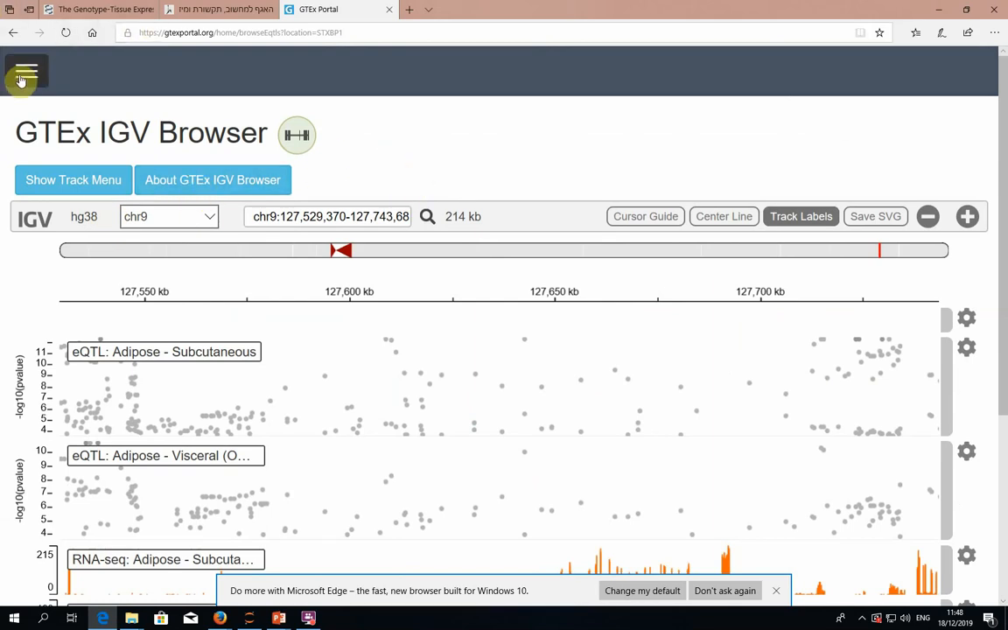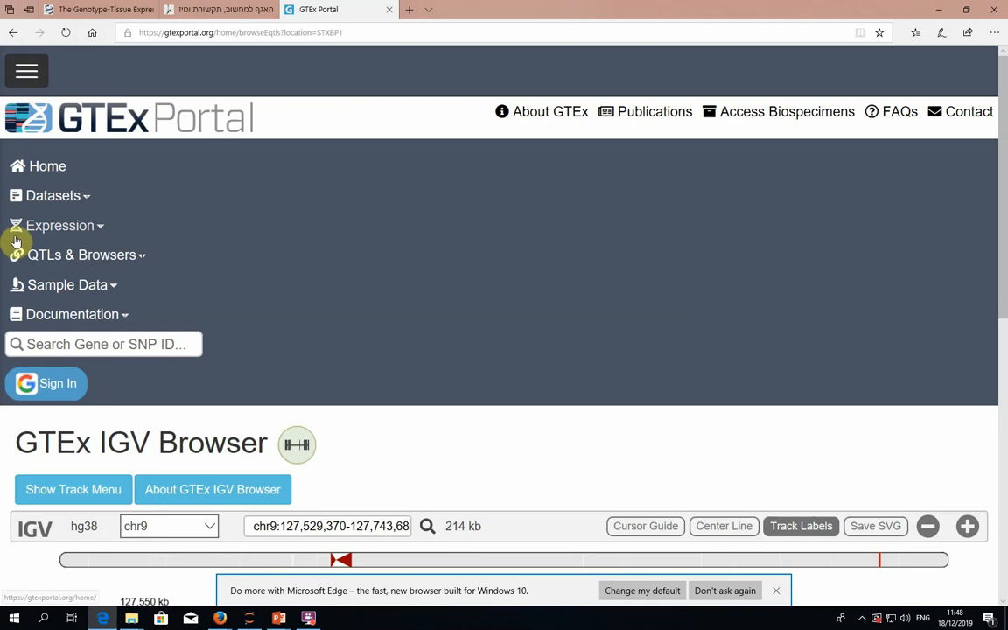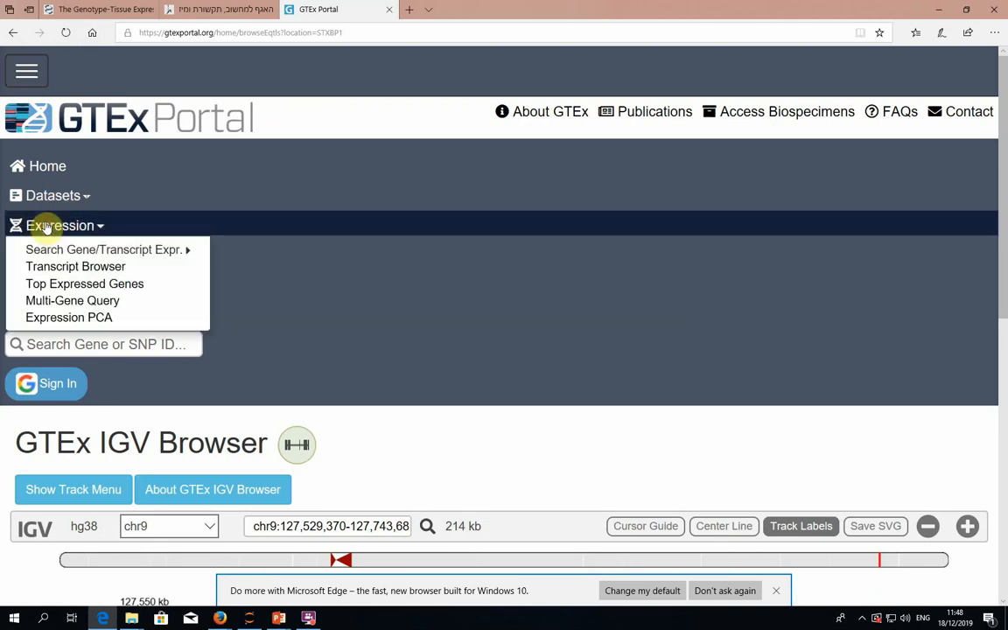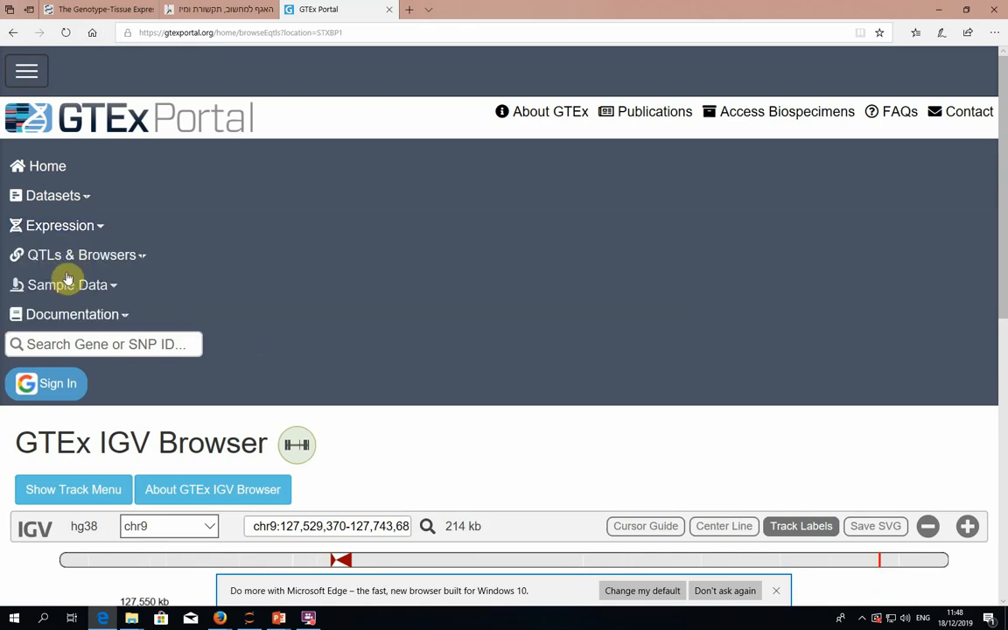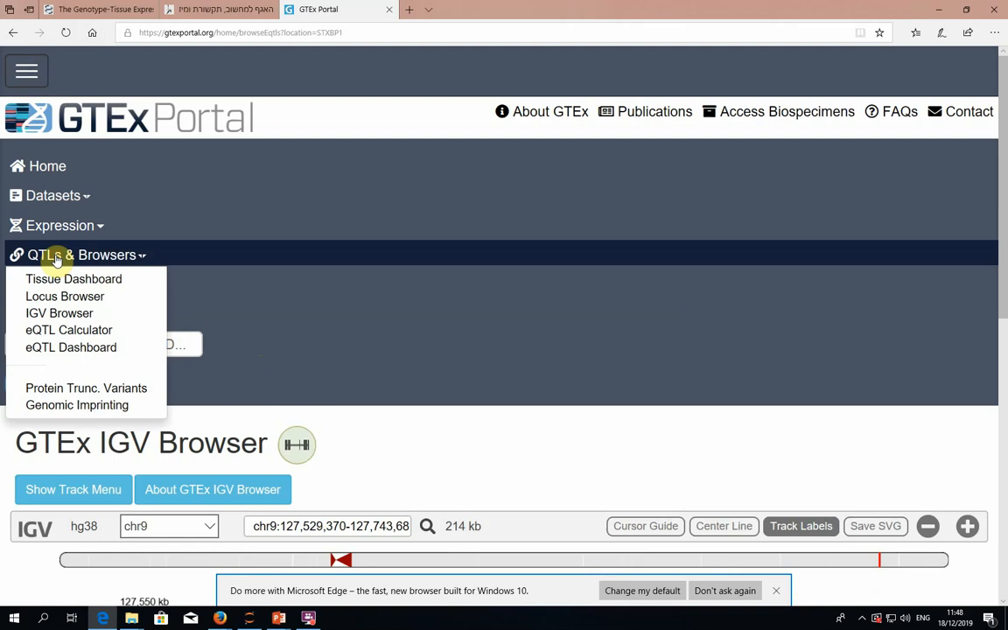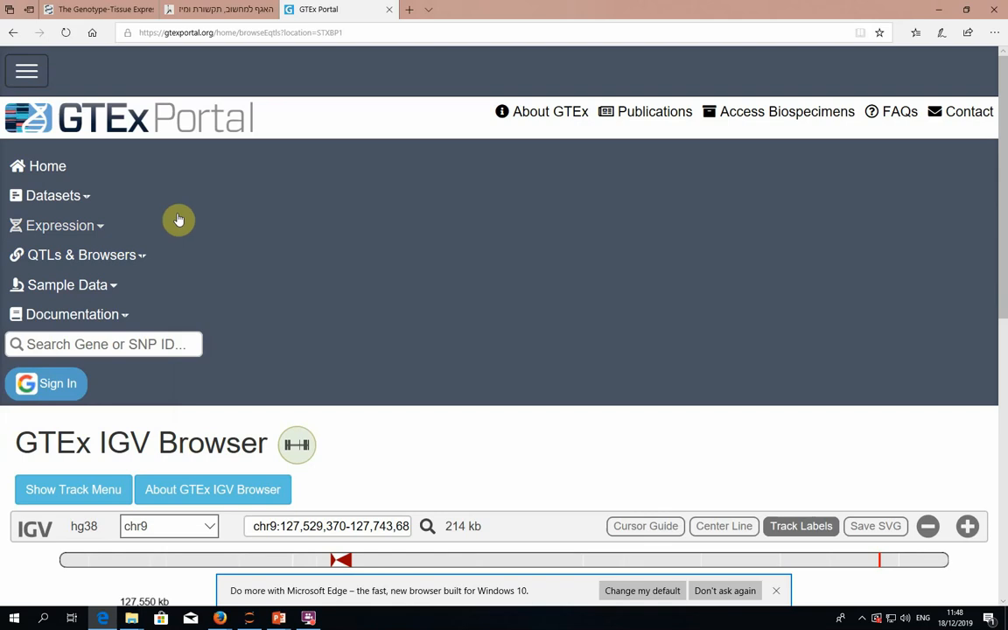I want to go back maybe to the other part of the game here. The expression I already showed you. So the expression, the search gene, we already went through. The transcript browser, I didn't show you, but you can look at the top one I showed you, the multi. But I want to show you now another way of looking at it, which is not the calculator.